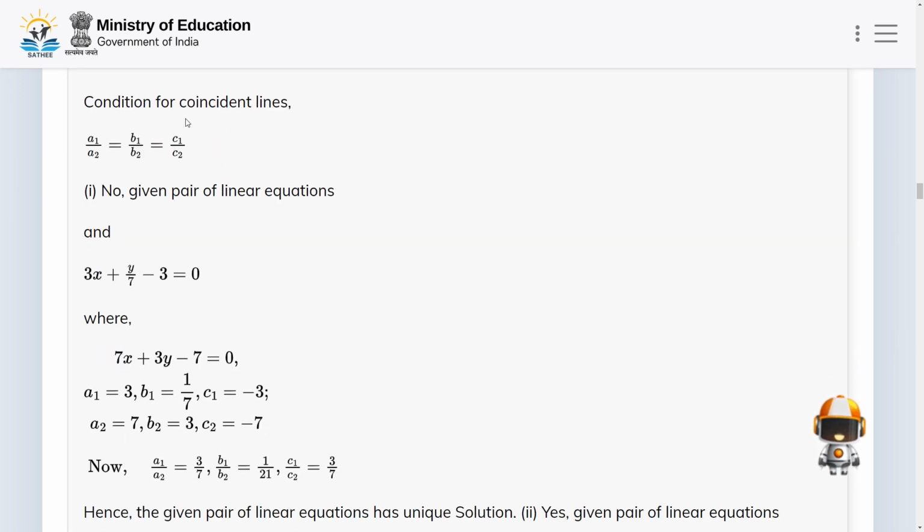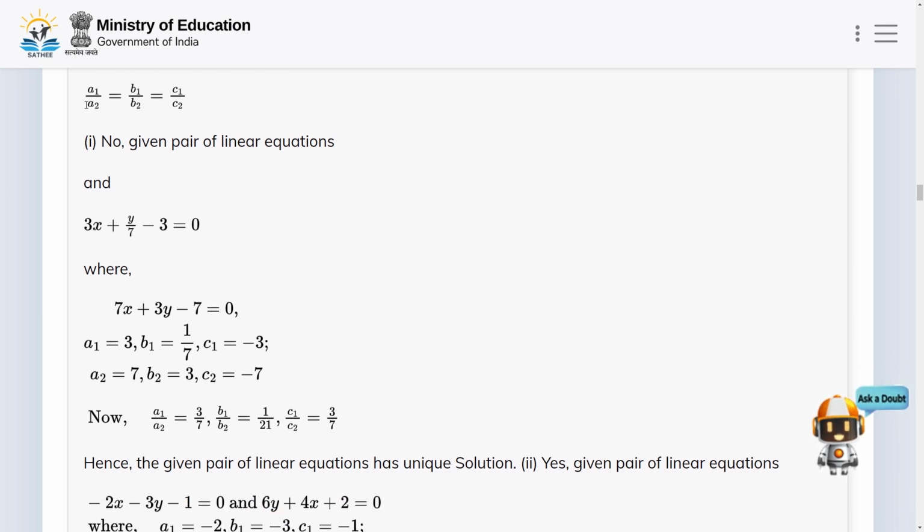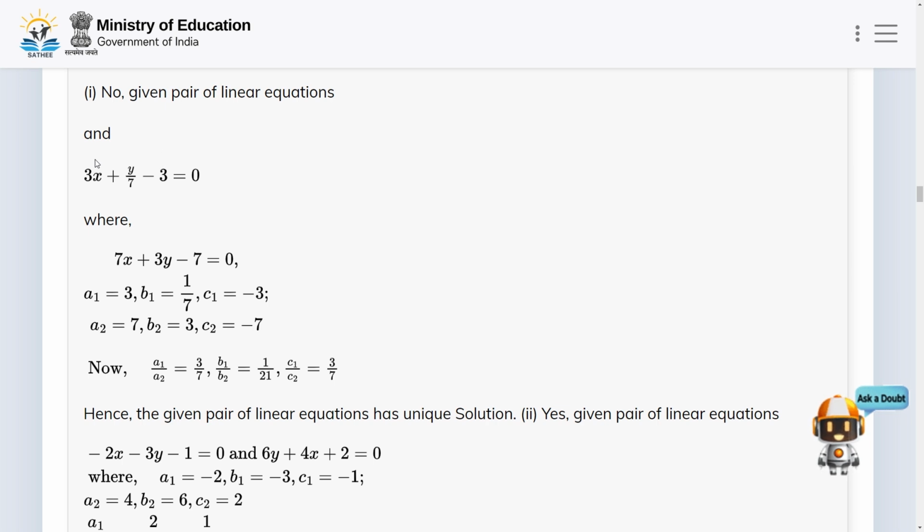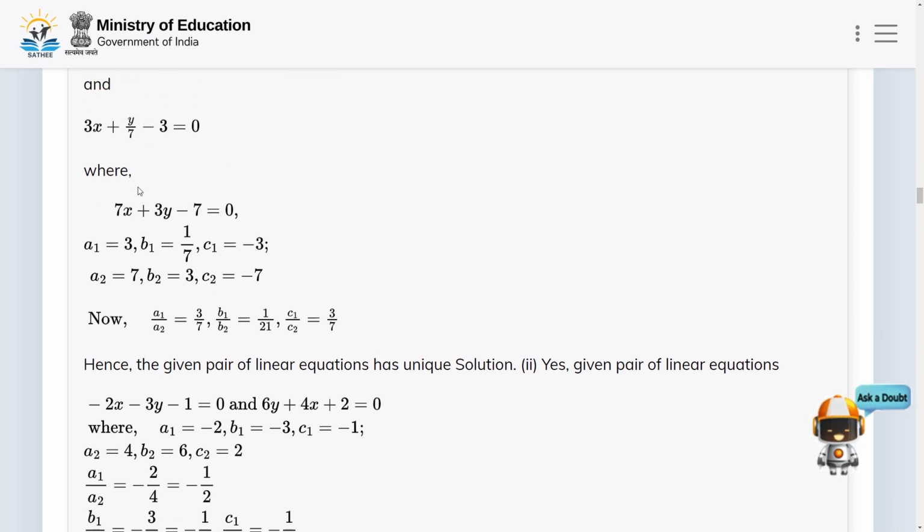Here the condition for coincident lines is a1 by a2 is equal to b1 by b2 is equal to c1 by c2. And for the first one, we are given this pair of linear equations, 3x plus y by 7 minus 3 is equal to 0, and we also have 7x plus 3y minus 7 is equal to 0.